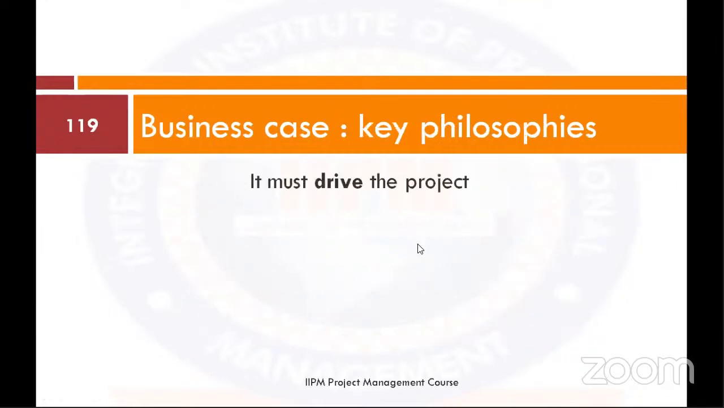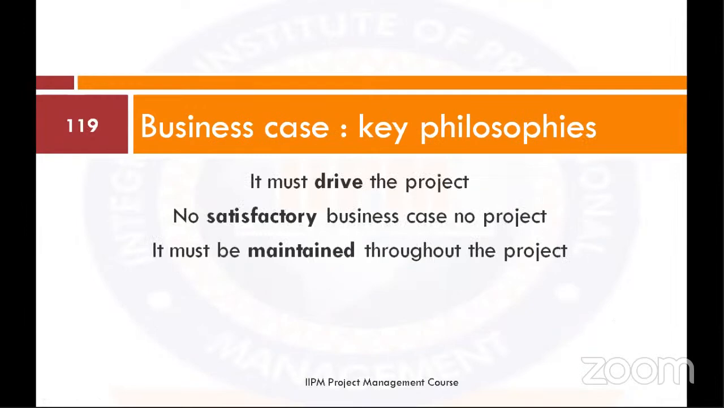Okay, let's proceed briefly. What are the key things that your business case must justify? Number one, it must drive the project. That is to say, the problem you've identified, the solution you're bringing, and the other factors must be strong enough to convey approval for the project. Always note that if there is no satisfactory business case, there will be no project. And it must be maintained all through the project.